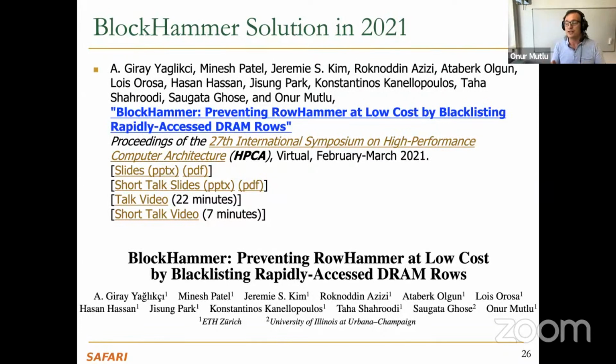So basically, if you can refresh the cell before the charge gets depleted due to RowHammer, then you solve the problem, right? So people increase the refresh rates. Clearly, there are a lot of downsides to increasing the refresh rates.